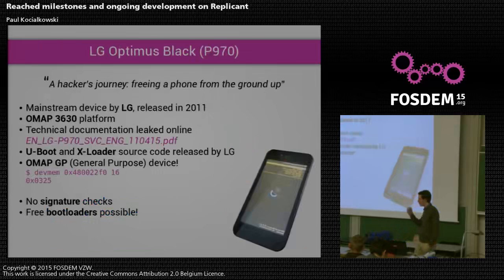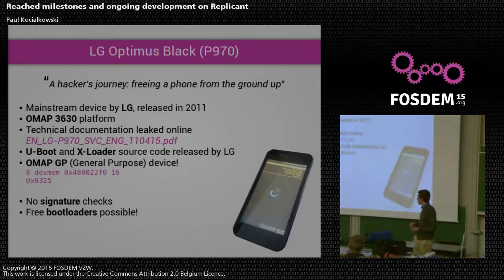Right, so mostly what I wanted to talk to you about today, and I'll probably have to be fast because I'm kind of running out of time, is the LG Optimus Black. Over the last few months, I've written a series of blog articles called A Hacker's Journey: Freeing a Phone from the Ground Up. It's all about this device, the LG Optimus Black, which was released by LG back in 2011. It has an OMAP 3 platform, just like the GTA 04.